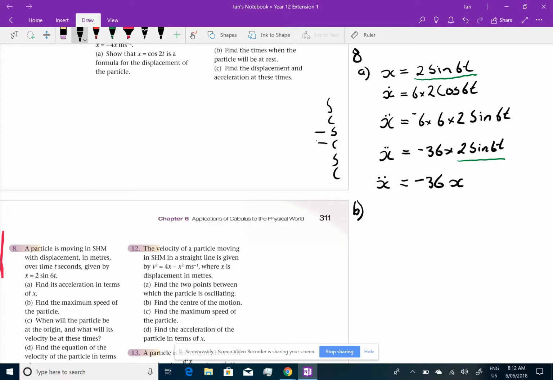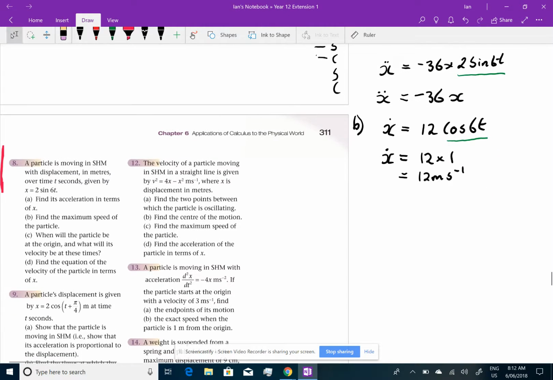Find the maximum speed. Well, in the differentiation process, I've found an equation for velocity, and it's that second one there. 6 times 2, it's 12 cos 6t. Now, smart people will look at this and go, well, the maximum value that cos of anything can be is 1. So my maximum velocity will be 12 times 1, which is 12 meters per second.